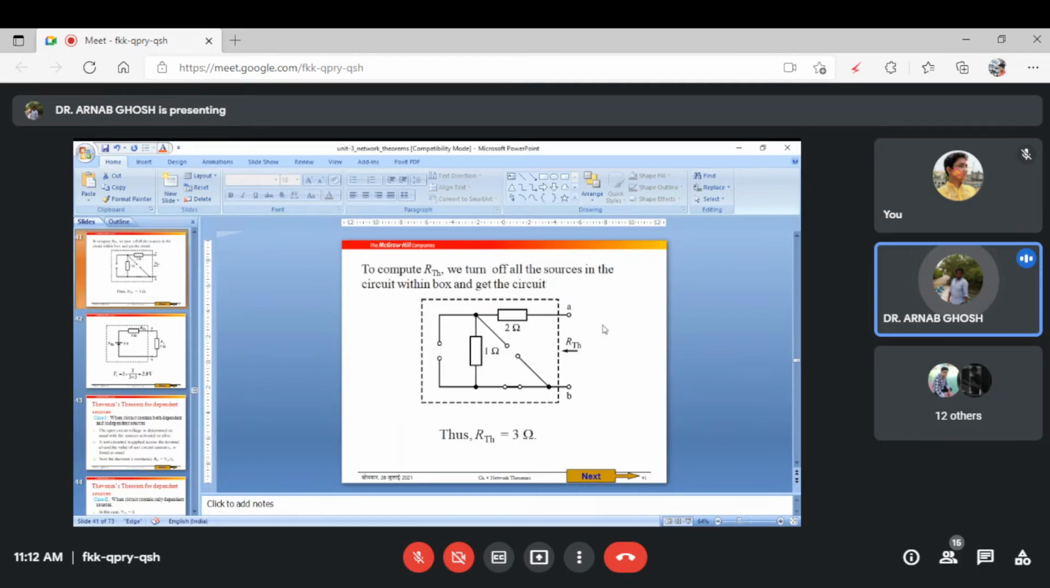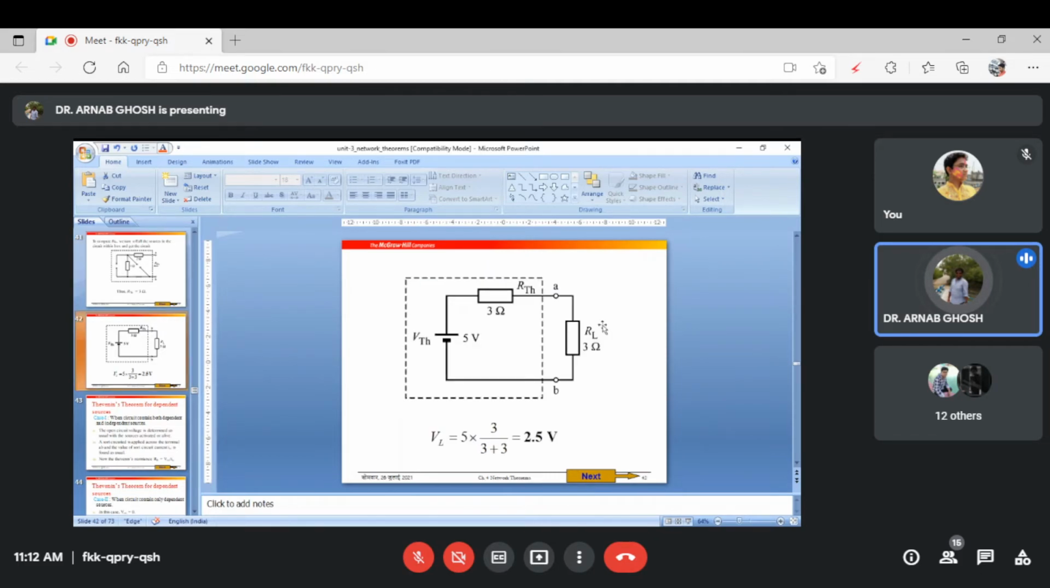Now we are calculating the Thevenin's resistance. The Thevenin's resistance will be simply 3 ohm. Now you can calculate the current, or you can just apply. So this is the Thevenin's circuit, 5 volt, 3 ohm and 3 ohm. You can apply the voltage divider rule and you will get the voltage as 2.5 volt.